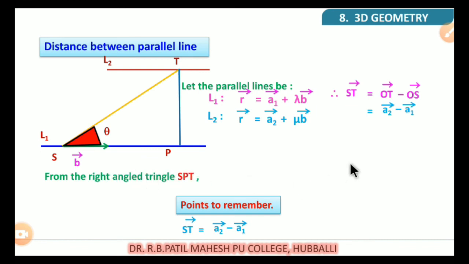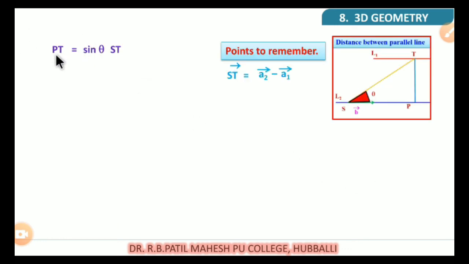From the right angle triangle SPT, we have sin theta is equal to PT by ST, because here we have to take care of that length. So what is this PT? It is the side opposite to this corresponding angle, and definitely ST is the hypotenuse. So sin theta will be equal to PT by ST. That is, PT is equal to sin theta into ST, right? So here PT is equal to sin theta into ST.